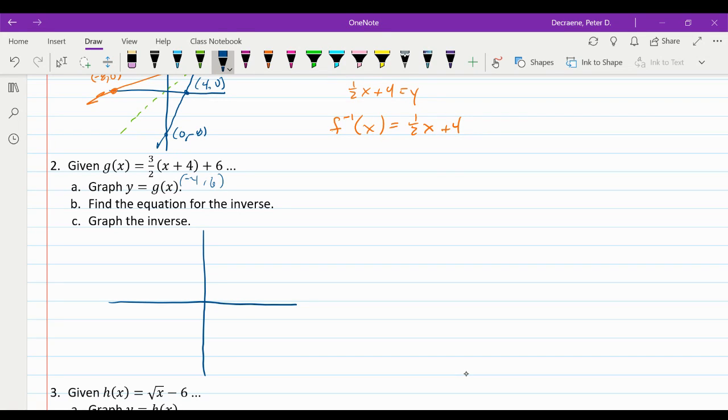Negative 4, 6 might be up here somewhere. And if we go up 3 and over 2, we're going to have something like this. And so that's the graph of that. The inverse, we again switch x and y. So instead of y equals 3/2 times (x plus 4) plus 6, it's x equals 3/2 times (y plus 4) plus 6. And again, we just solve.